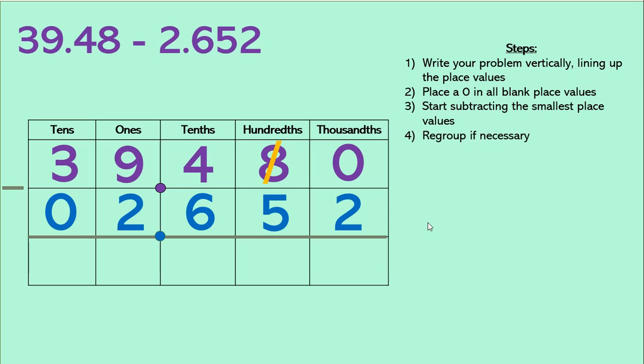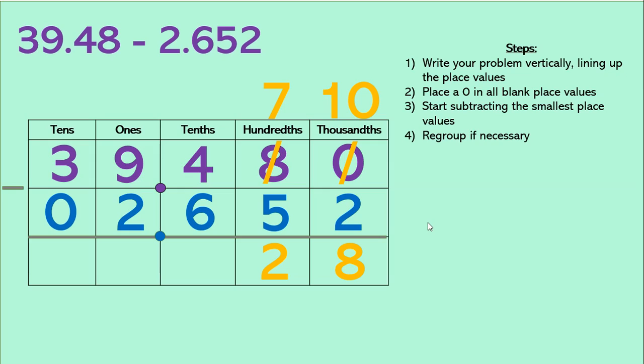We're going to regroup the 8 hundredths. We're going to regroup 1 hundredth. So we now have 7 hundredths left. And remember, we need 10 thousandths to make one more hundredth. So we're going to rewrite that hundredth that we regrouped as 10 thousandths. 10 thousandths minus 2 thousandths is 8 thousandths. 7 hundredths minus 5 hundredths is 2 hundredths.